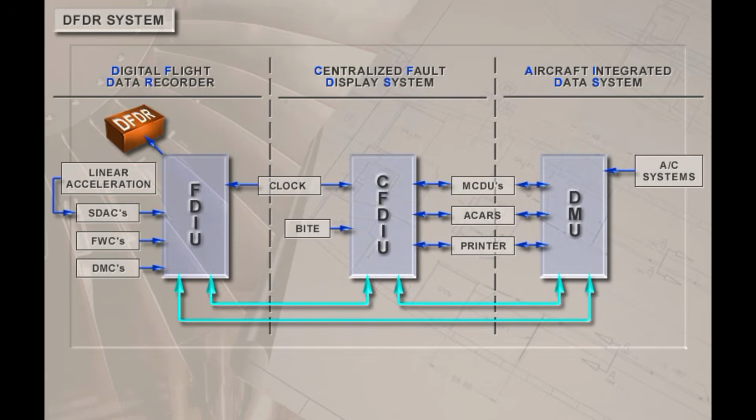Three interactive and interconnected aircraft recording systems include the Centralized Fault Display System, the Aircraft Integrated Data System, and the Digital Flight Data Recorder System.